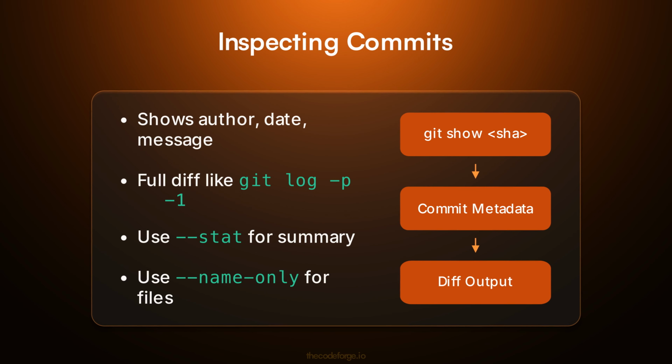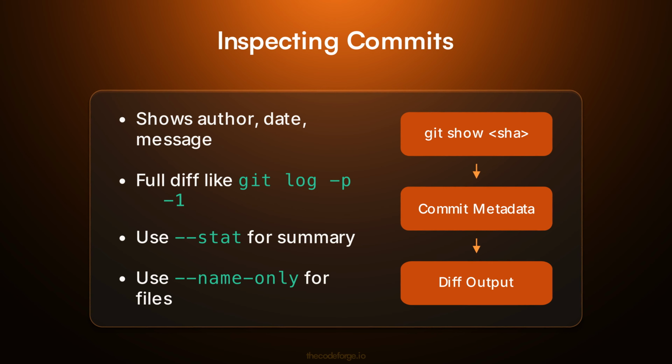To inspect a commit, run Git Show with the commit SHA. It shows the author, date, message, and the full diff. You can use --stat to see a summary of changed files, or --name-only to list only the file paths.